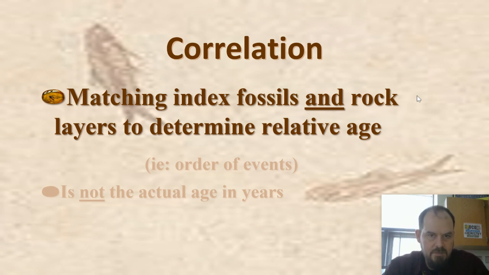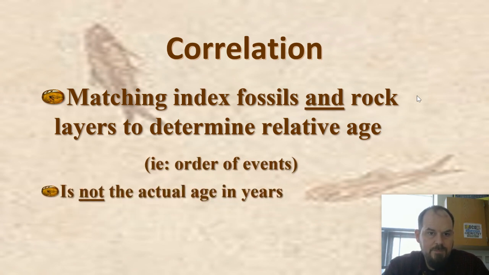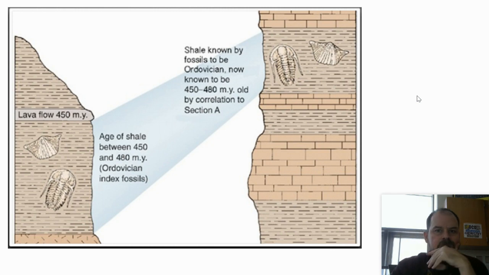So matching index fossils and rock layers to determine relative age. That's what correlation is. In other words, our order of events. And this is the skill we're going to need to be able to do. It's not the actual age in years. It's just who came before who. That's why we call it relative. It's got to be compared to something else. That's what relative means.